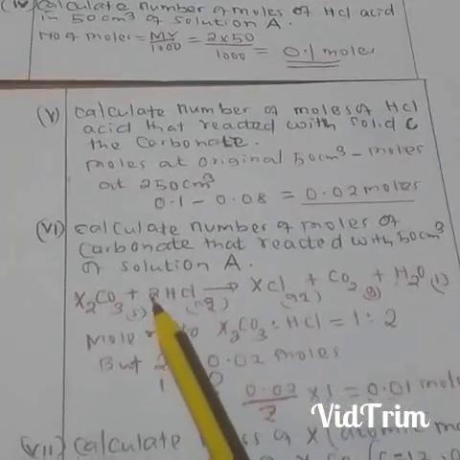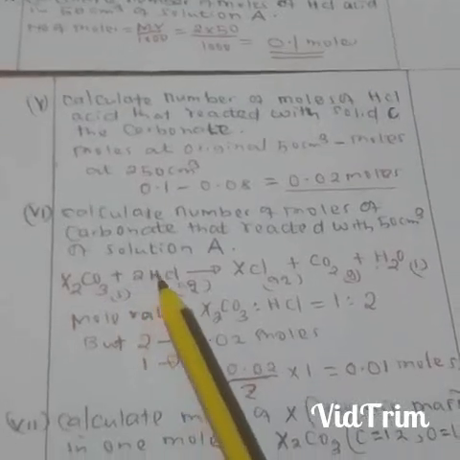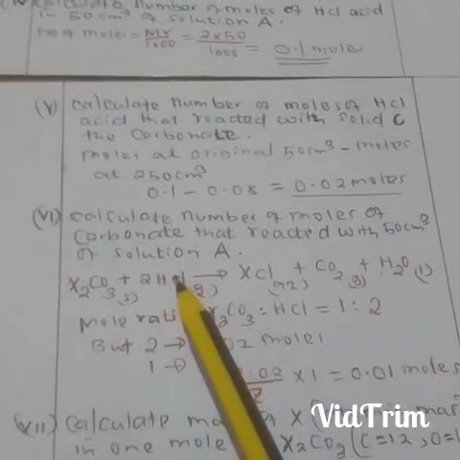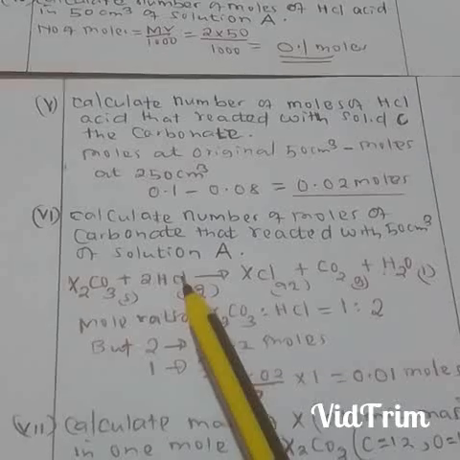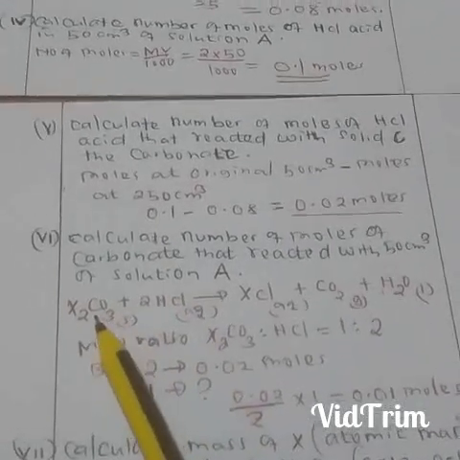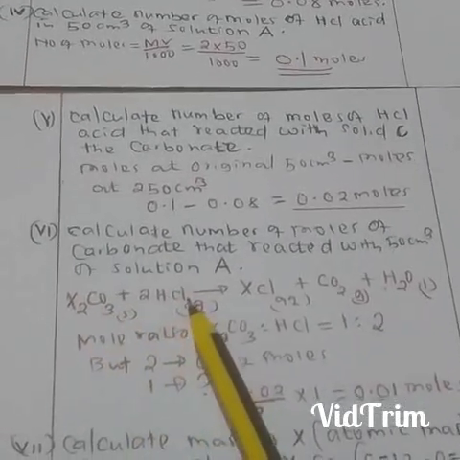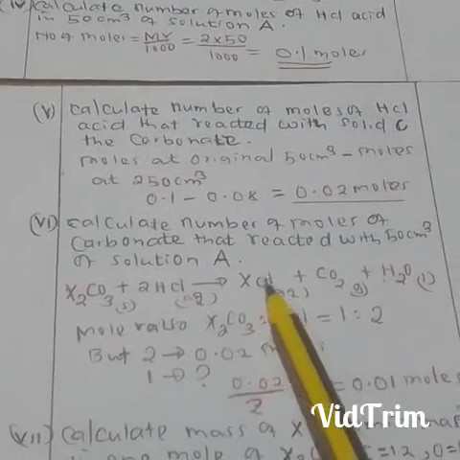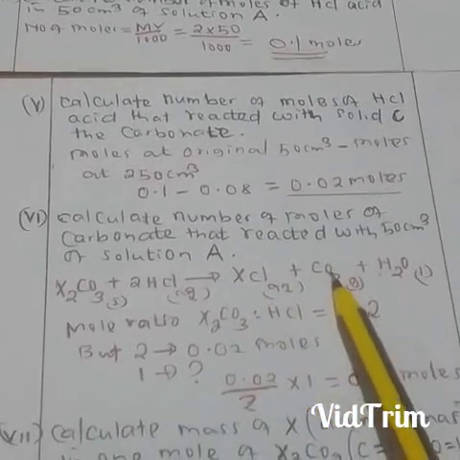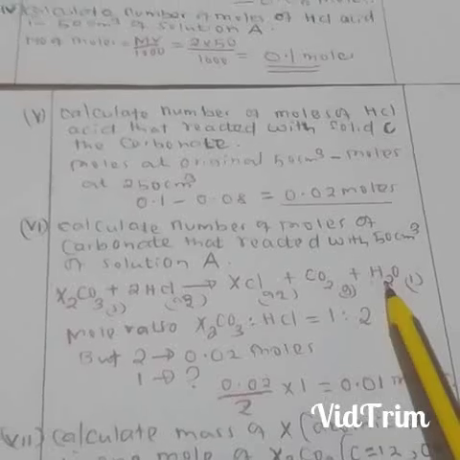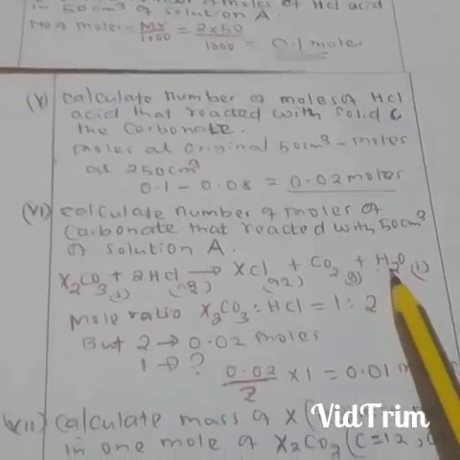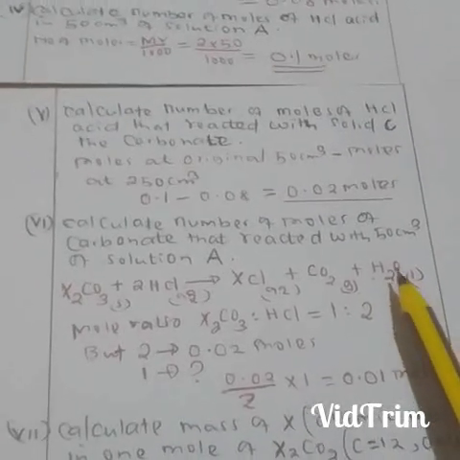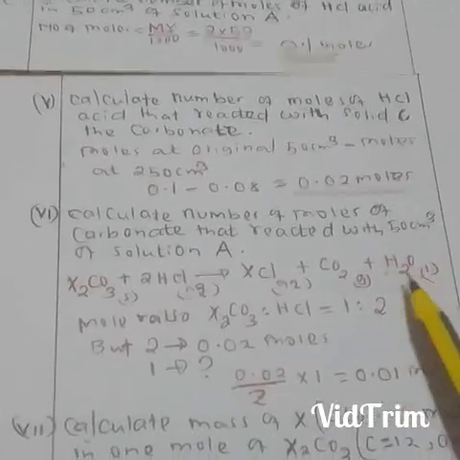Remember, I told you in back titration, two chemical equations, or two reactions, are taking place. So in this case, X carbonate and the acid, you get a salt, which is X chloride, plus carbon dioxide plus water. This is form 1. This is the knowledge from form 1.